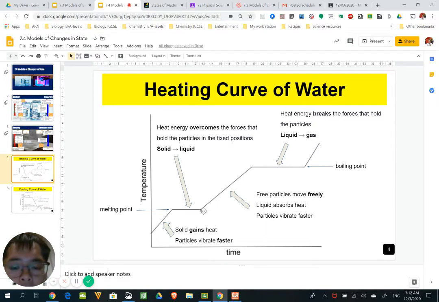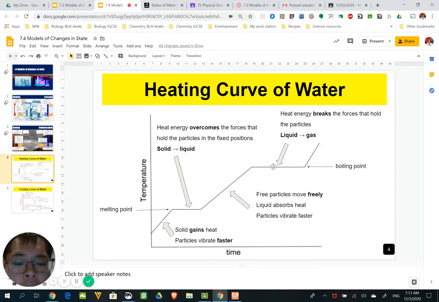Now, as soon as it increases over time, you will notice that the particles will move a bit more freely and we are now in a pure liquid phase. And as it gains energy, it will vibrate faster. And there'll be a point as well where heat energy is literally trying to break the forces that hold some of the particles. Remember, there's some liquid particles which are together. And this is where we call it a liquid-gas phase. All right, and then you see there's a boiling point.